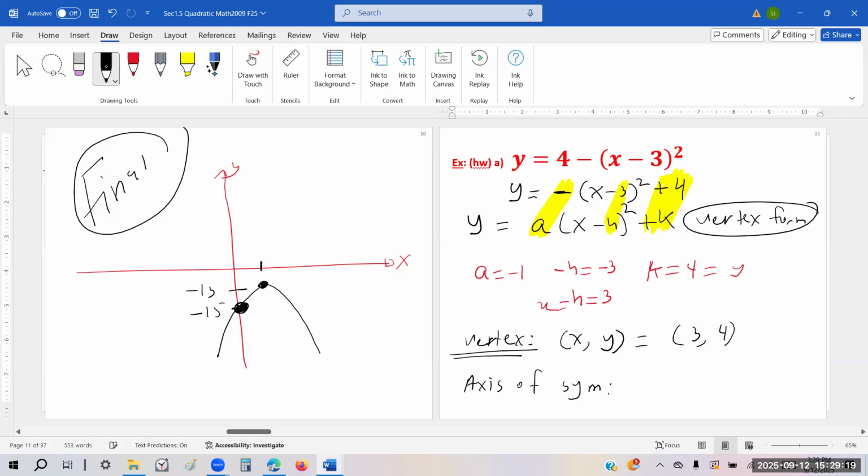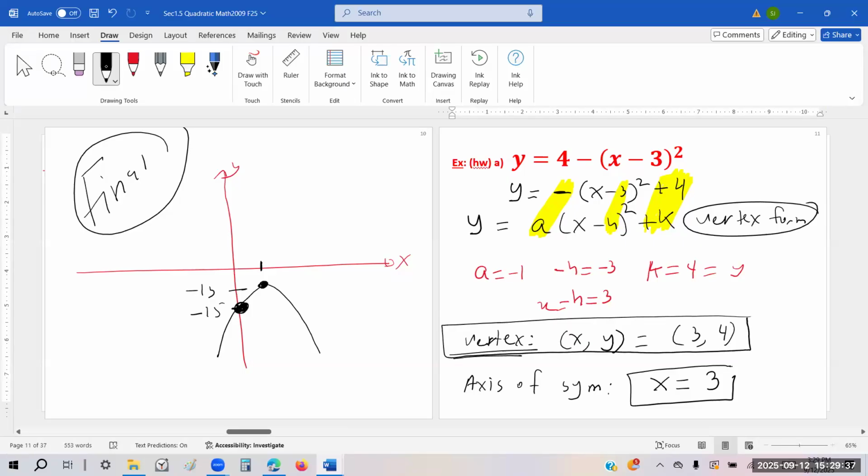Axis of symmetry. What's the formula for axis of symmetry? It's the x value of the vertex. Axis of symmetry is the x value of the vertex. So in your vertex, what's the x value? 3. Just x equals 3. And axis of symmetry is a vertical line, so it's always x equals a number. So we found axis of symmetry, we found vertex.